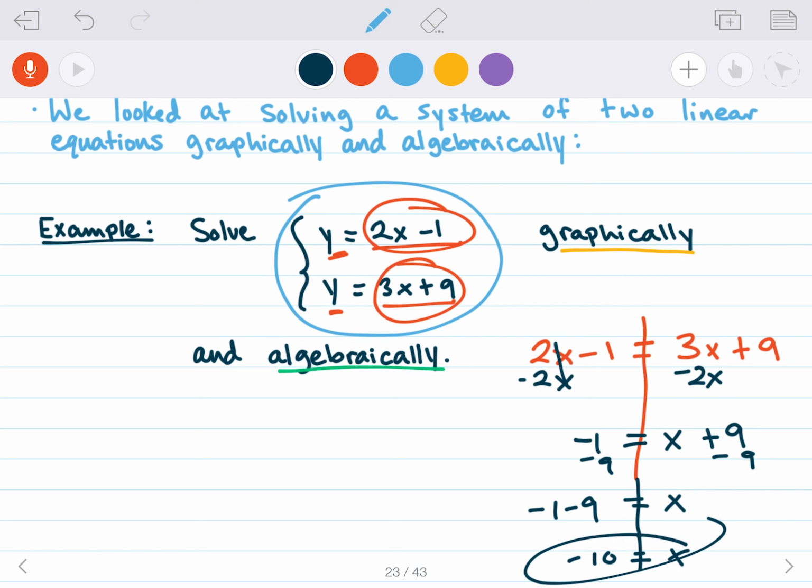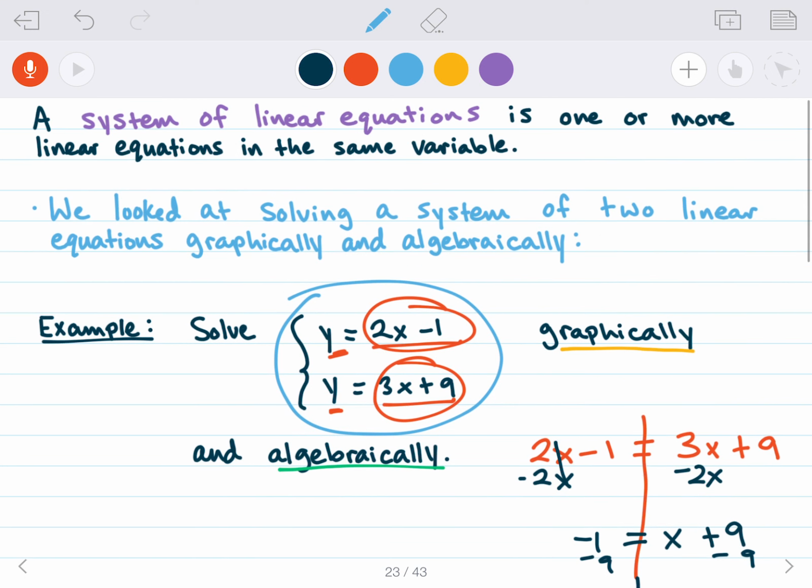When it says they're in the same variable, if we look at these two lines, each of these lines involves x and y only. There's no other variables. So that's what we mean by the same variables. We're going to look at more examples of doing this where maybe y isn't isolated like it is in both of these lines. Maybe we have to do some manipulation.